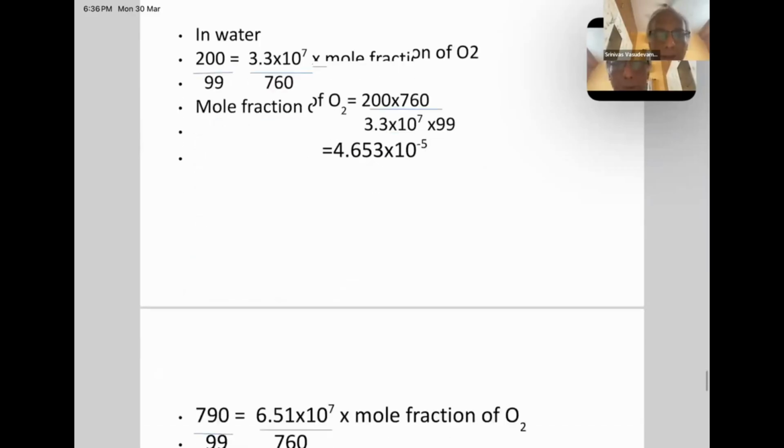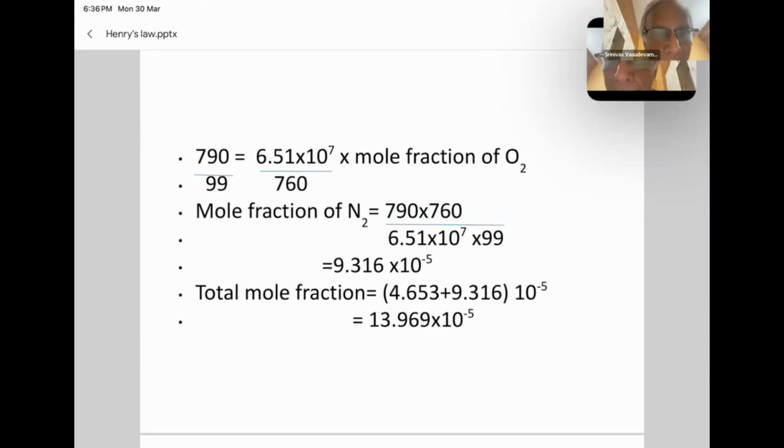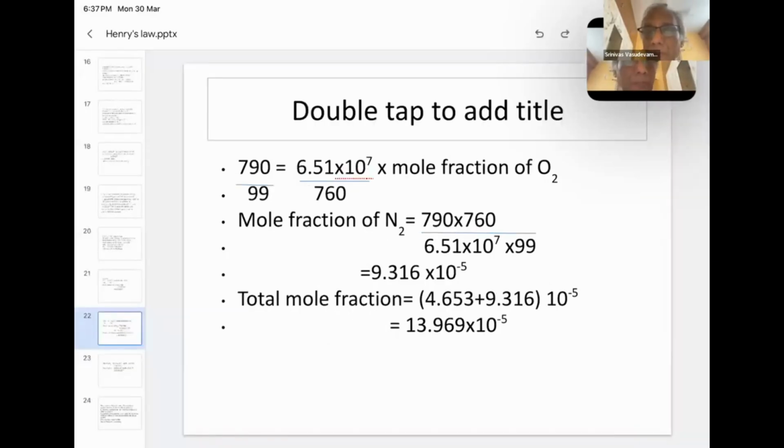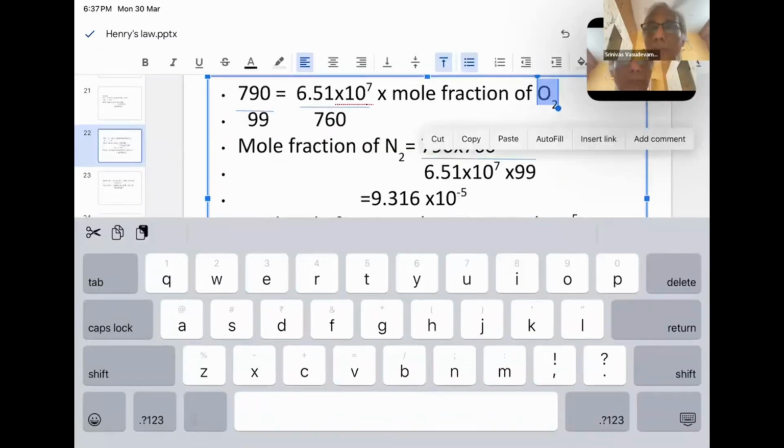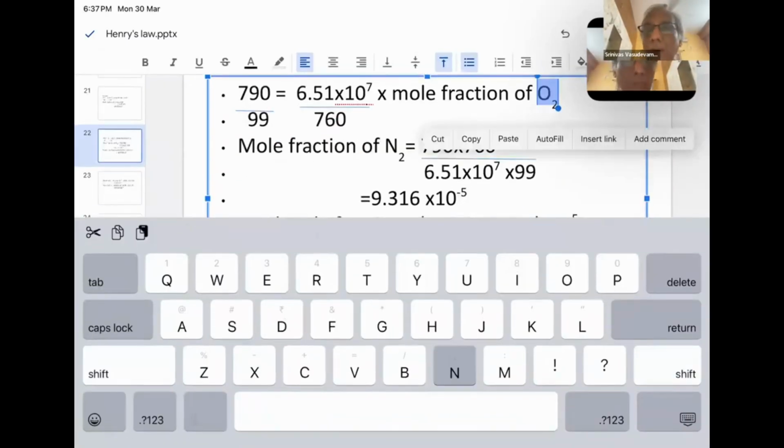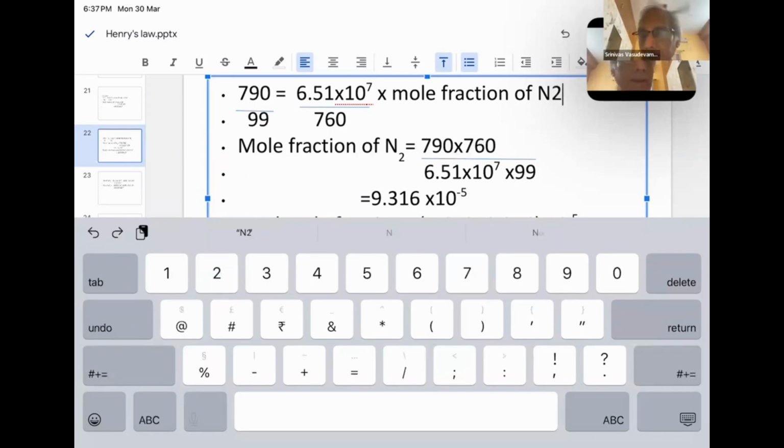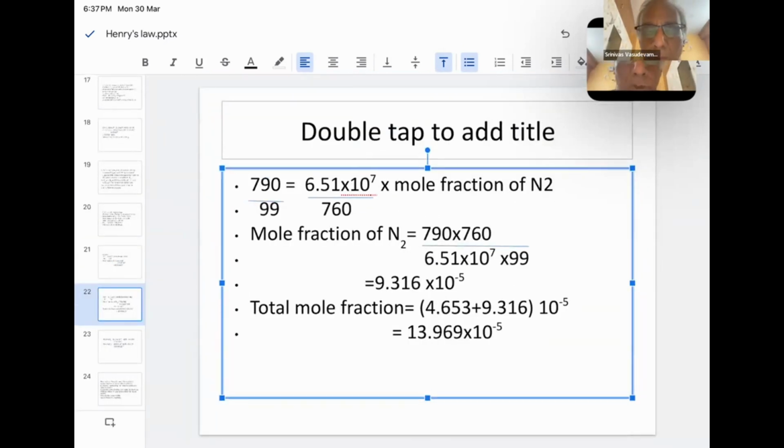Next, mole fraction of nitrogen. 790 by 99 is the partial pressure of nitrogen. KH value is 6.51 into 10 power 7 in millimeters, so divided by 760 to make it into atmosphere, into mole fraction of nitrogen. Here I've written wrongly as oxygen, it's mole fraction of nitrogen. So I'm calculating the mole fraction of nitrogen as 9.316 into 10 power minus 5. Here itself we can leave it in terms of mole fraction because mole fraction itself is solubility. Or if you want to convert it into percentage, you can do that also.